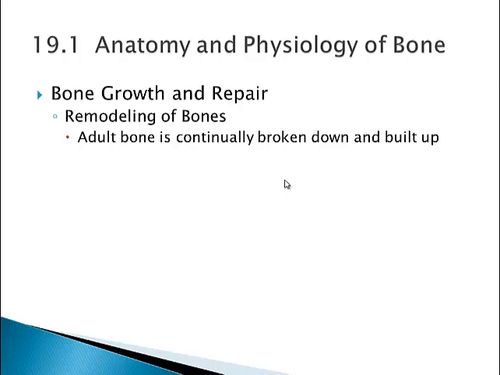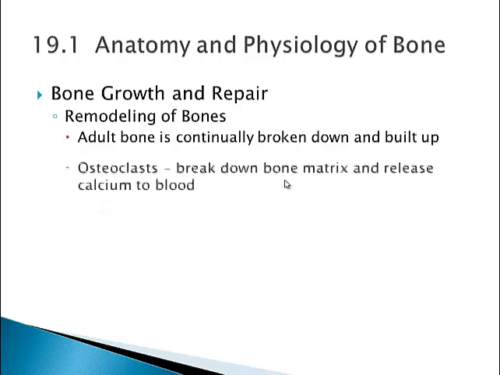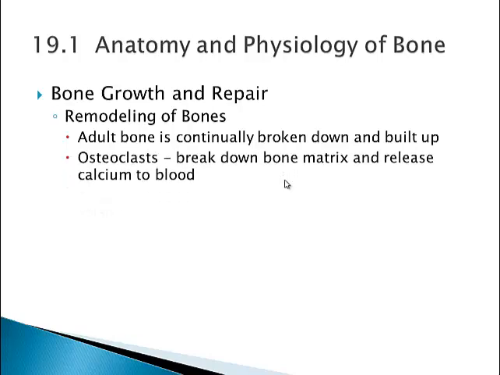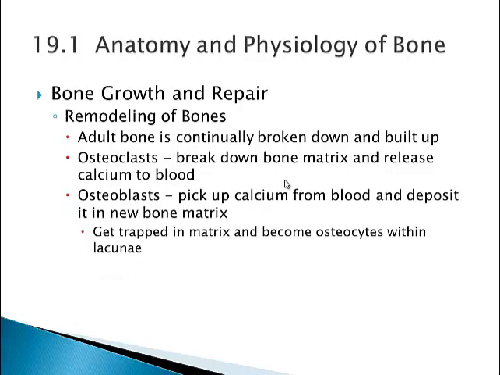Throughout life, bone is consistently being broken down and built back up again. This is called remodeling. During this process, osteoclasts break down bone matrix and release calcium into the blood. Osteoclasts are going to respond to hormones that we talked about in chapter 20. Osteoblasts are the builders. These cells pick up calcium from the blood and deposit it into the new bone matrix. These guys are the ones that get trapped in the matrix and become osteocytes or bone cells within the lacunae.